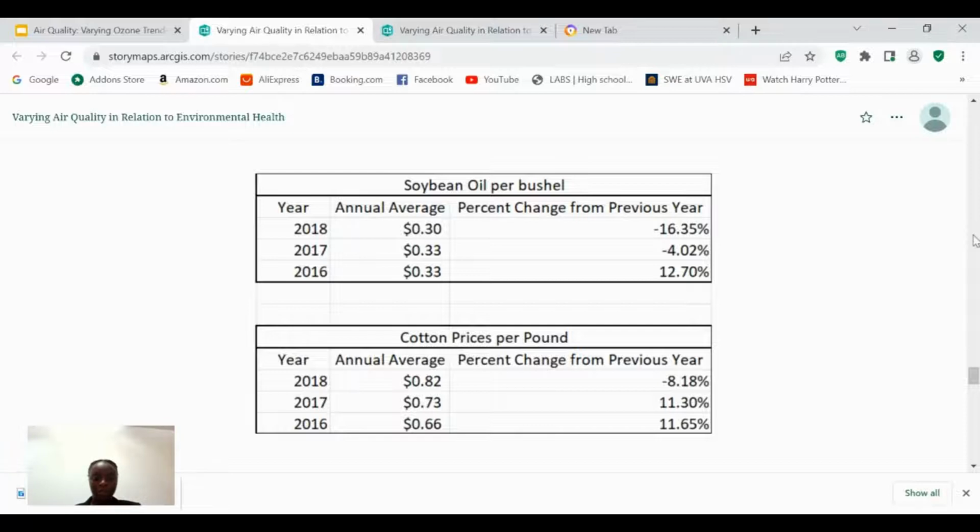So, with further research, I was able to find that soybean oil was relatively cheap between 2016 and 2018 and even decreased by the end of 2018. However, with cotton, it was very expensive and even increased by the end of 2018.